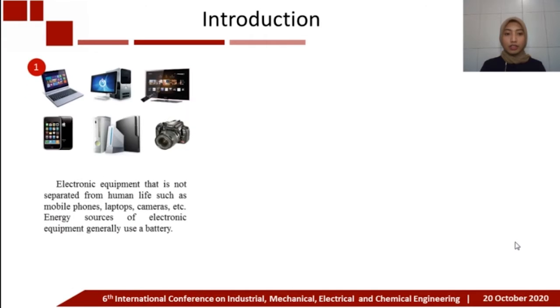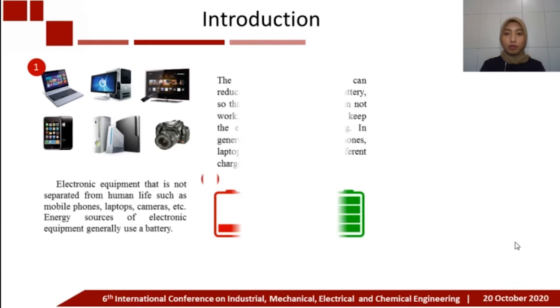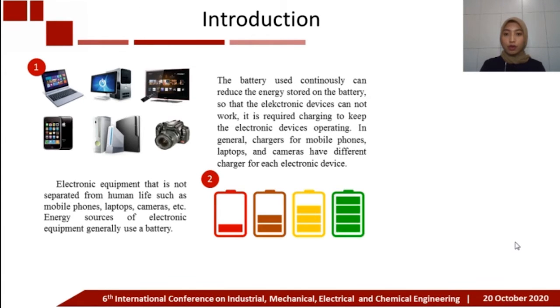Next is introduction. Electronic equipment is not separated from human life, such as mobile phone, laptop, camera, and others. Energy sources of electronic equipment generally use a battery. The battery used continuously can reduce the energy stored on the battery, so the electronic device cannot work. Charging is required to keep the electronic device operating.